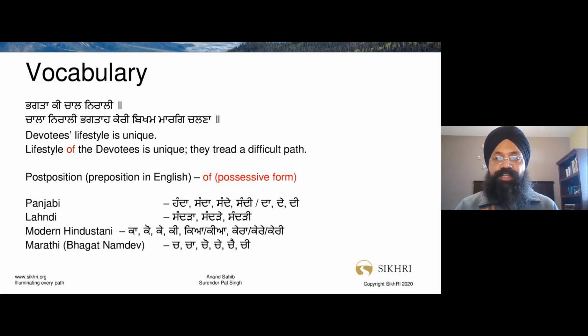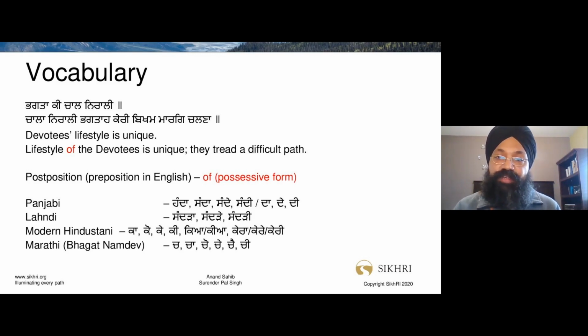And one of the most important ones is the possessive form, where we learn who owns what. So you notice there's a list of so many words that appear in Gurbani that basically tells us who possesses what. You'll notice old Punjabi forms like handa, sanda, sande, sandi. They all mean of. And some of the forms like da, de, di are still prevalent in modern Punjabi. These forms also exist in today's Punjabi. You can relate to that.